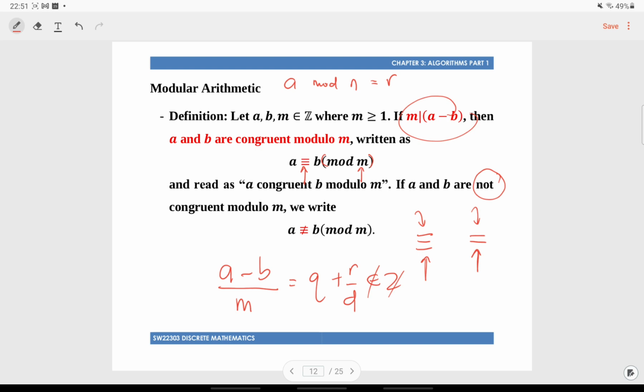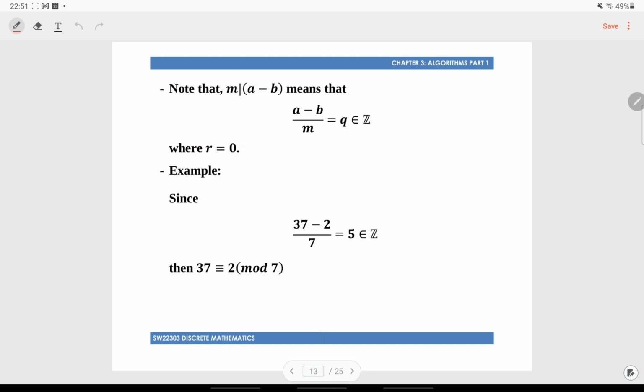So how do we write this mathematical relation? We write a not congruent to b, and we put the modulus value inside parentheses. Note that m divides a minus b means that a minus b over m equals q, where q is an integer, while the remainder is equal to 0.